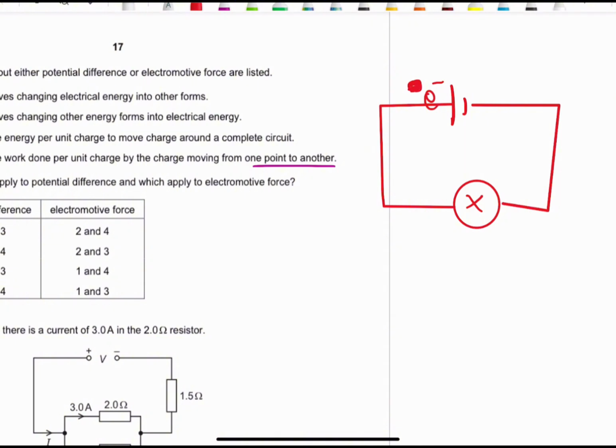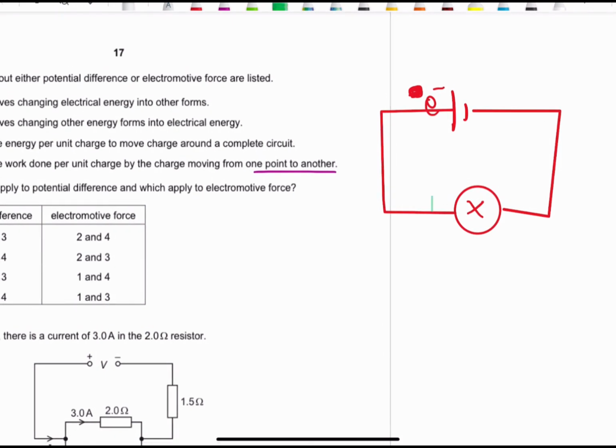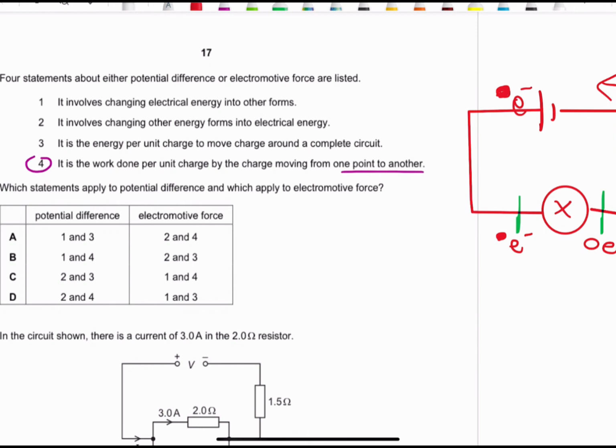But electrons have a rule. They will deposit all of their energy into a component. So if they're moving from this point to that point, they're going to deposit all their energy. If they had a lot of energy here, after this they're going to have no energy. They go back to the cell and get a refill. At the cell, chemical energy is transferred into electrical energy. That is EMF. EMF is basically changing other forms of energy into electrical energy, for that charge to move around a complete circuit. So EMF has to be statements 2 and 3.